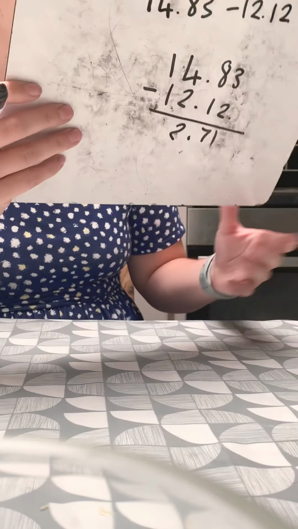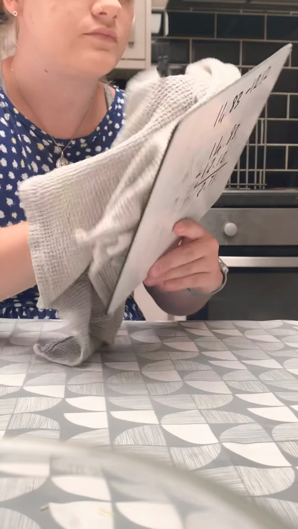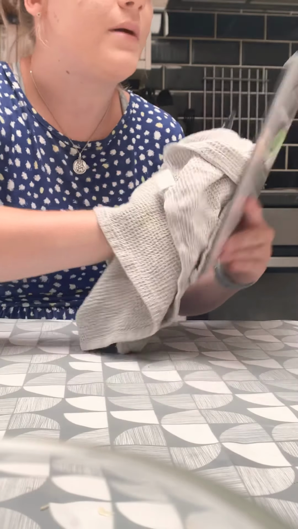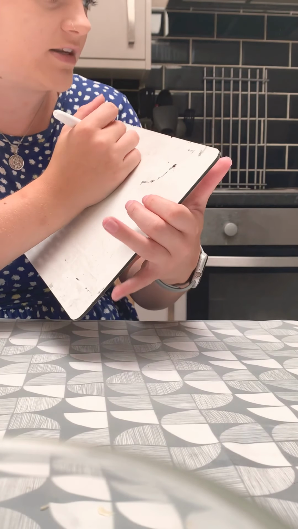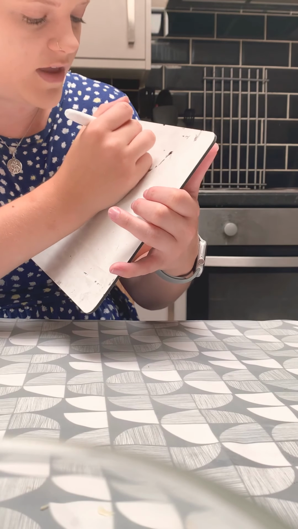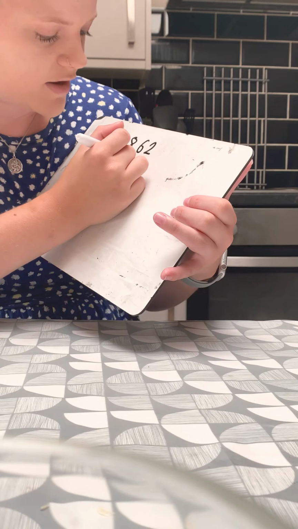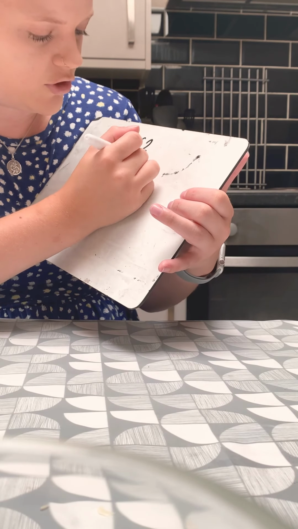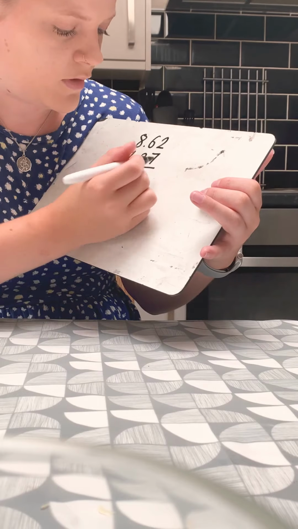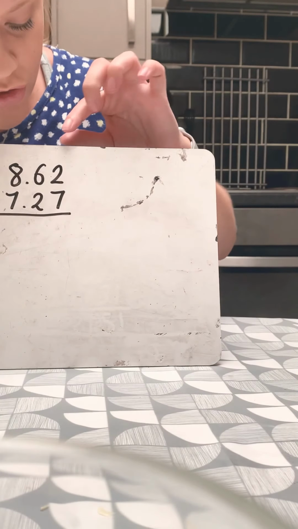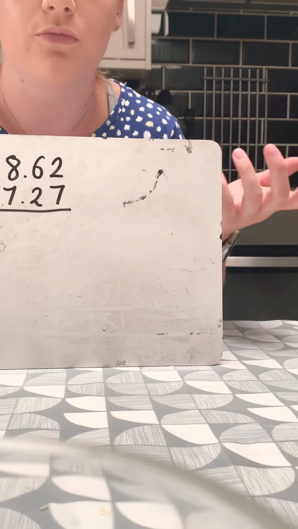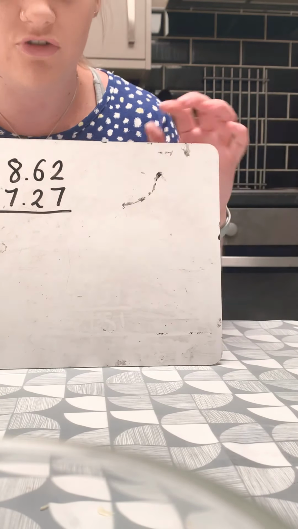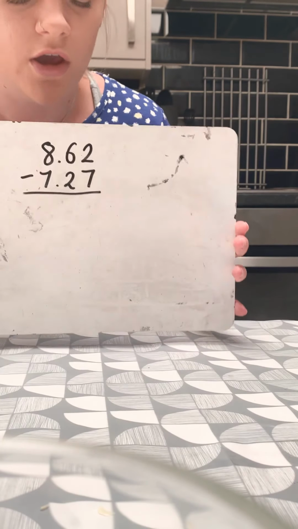Some of your answers might have an exchange in them, and it's really important that you remember which column it is that you're exchanging from and what it is that's happening. So for example, if I had 8.62 subtract 7.27, I was going to do 2 take away 7, it doesn't work, and I can't just switch my numbers around because then that can't happen. We can't just say, oh well, we'll do 7 take away 2 and have 5.